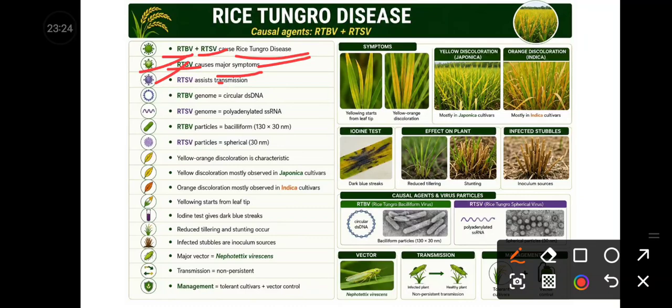अगर राइस टुंग्रो बैसिलिफॉर्म वायरस का इन्फेक्शन है तो हमें प्रॉपर सिम्टम्स मिल जाएंगे, बट वो एक प्लांट से दूसरे प्लांट ट्रांसमिट नहीं हो पाएगा. फॉर ट्रांसमिशन इट नीड्स द स्पेरिकल वायरस. देन अबाउट द जीनोम ऑफ दिस टू वायरस. सो राइस टुंग्रो बैसिलिफॉर्म वायरस जीनोम इज सर्कुलर double stranded DNA, whereas genome of rice Tungro spherical virus is polyadenylated single stranded RNA. So remember this is very important for RTBV double stranded DNA and for RTSV single stranded RNA.